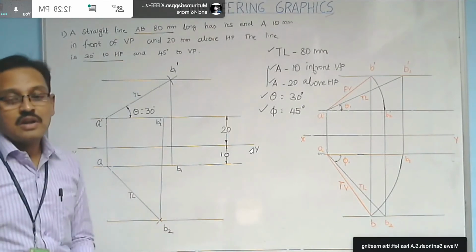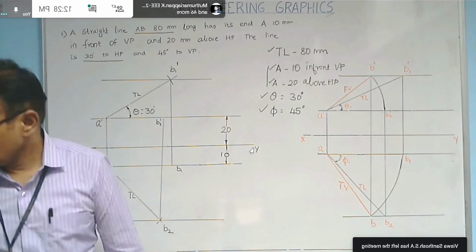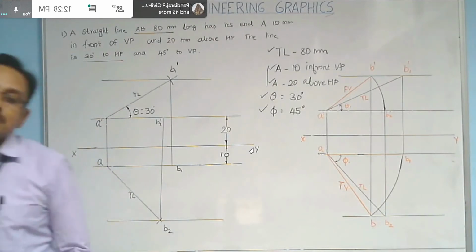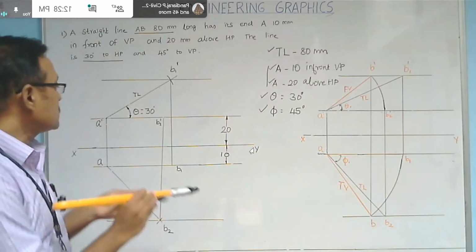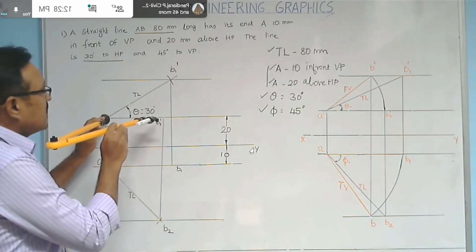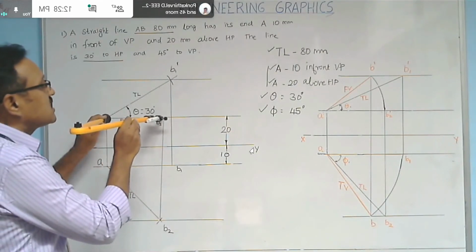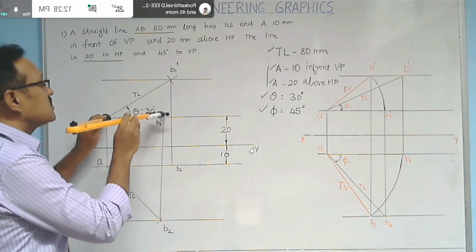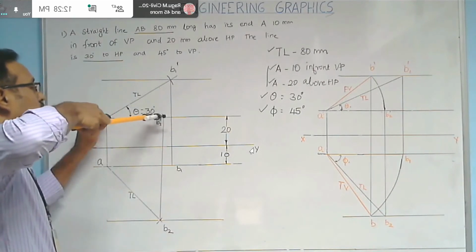Okay, right. Now what we can do? Now again you take your compass with A dash as center and A dash B2 dash as radius. You rotate this.